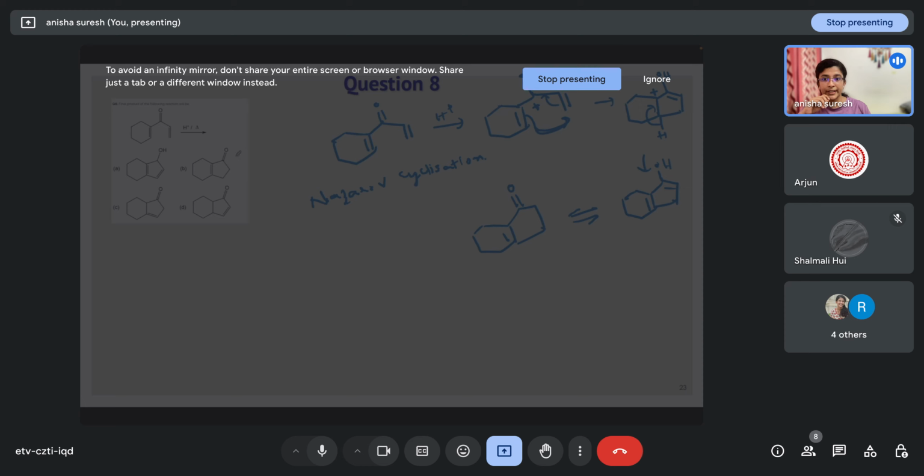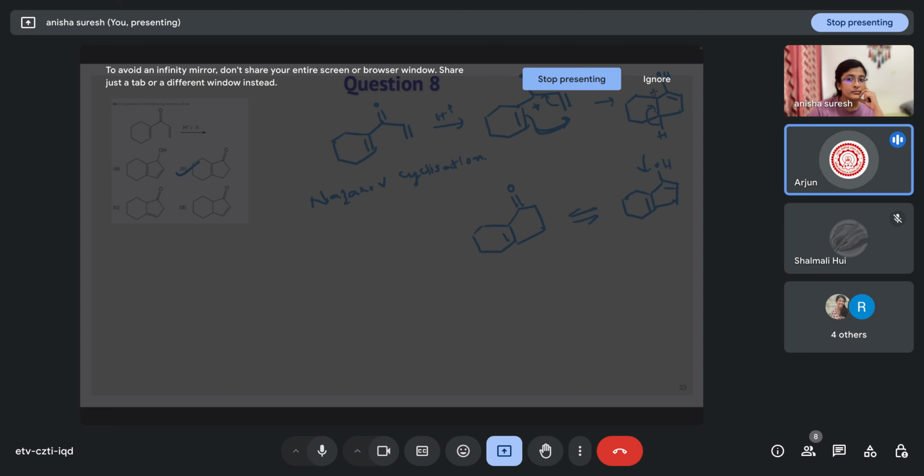Clear? How we are getting the option D is not forming. The reason behind that is the double bond that is forming in the D is di-substituted. When we go through the mechanism, there is no such possibility of a double bond coming here, na? Cation.